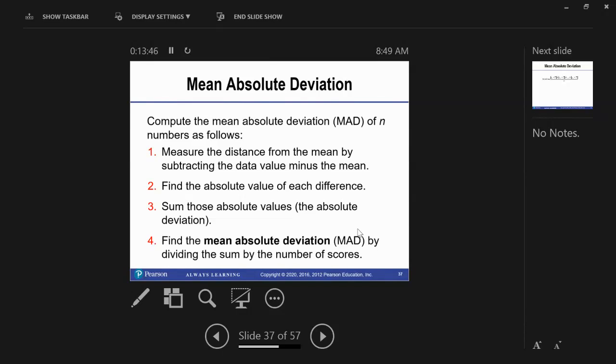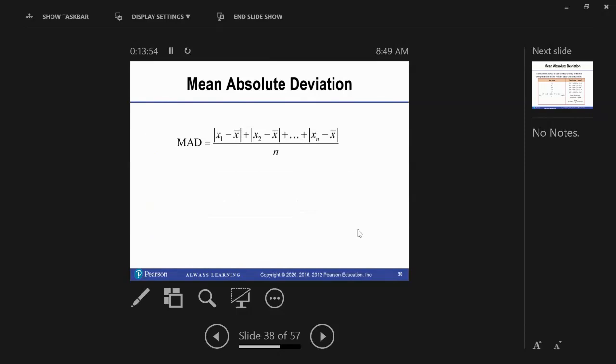Now, if you'd like to see this written as a formula more so than in words as steps, this is what the formula would look like. Okay, this absolute value part just means that you don't want to have any negatives. Remember, absolute value makes it a positive. So when you're finding that distance, it would always be positive. Okay, so let's look at a table to see how to find those values.